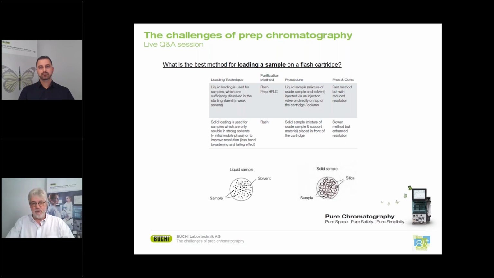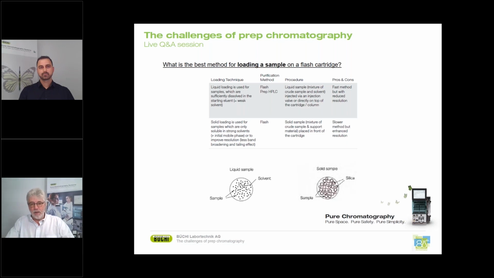And what can happen if you don't take care, or if you don't even know what is in your sample, is that compounds precipitate when you start your run because they are not soluble in your starting conditions. So to avoid this, I would say the best way is to go for solid loading.